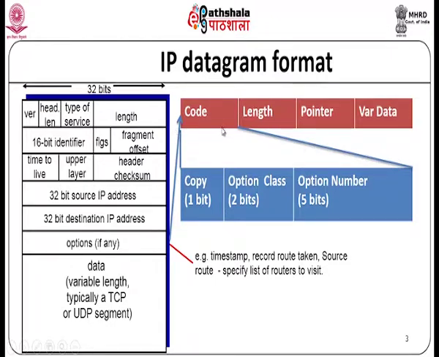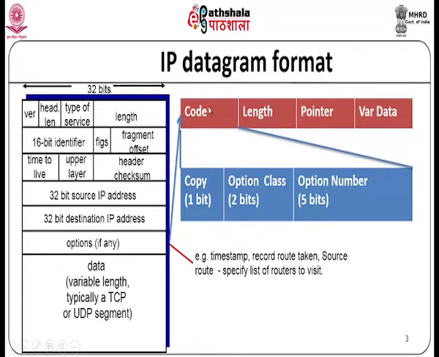There is a code which specifies what type of option is being given here. So, you have a code field and then a length, a pointer and some variable data. The code field in turn has the following subfields: one bit called the copy bit, an option class and an option number. The option class and number together identify the type of option, and the copy bit is a very special bit which says what we should do with this options field when this particular IP packet is fragmented.